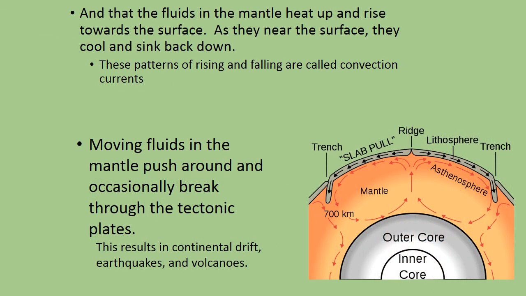Also, inside the Earth, above the core, the fluids in the mantle flow and move in massive convection currents. This means that they heat up near the core, rise towards the surface, and then fall back towards Earth's center as they cool. These convection currents drive plate tectonics, causing continental drift, shaping the surface of the crust, forming volcanoes, and occasionally even earthquakes.